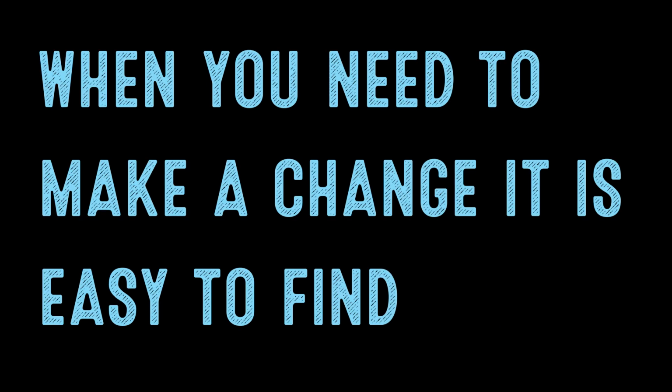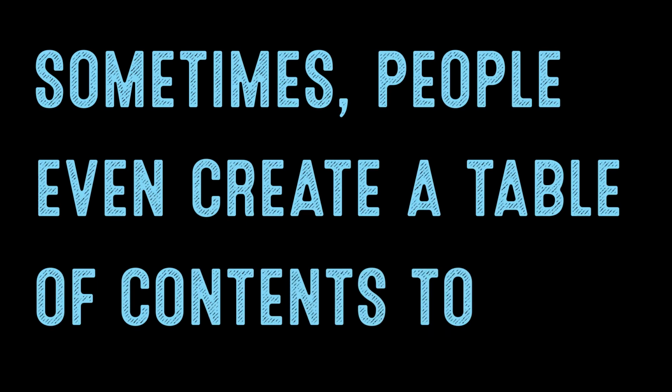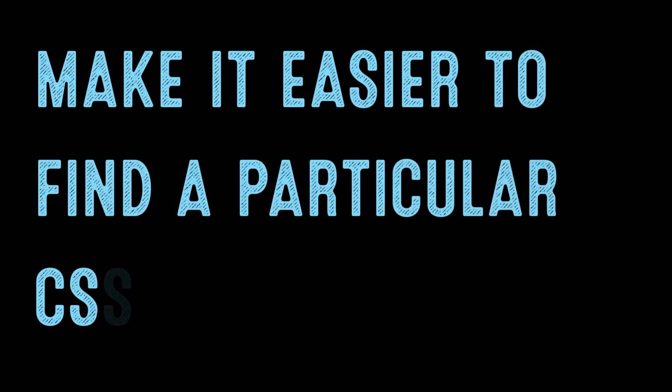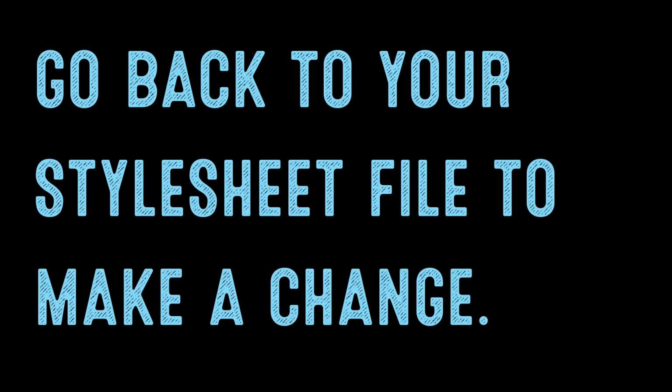So when you need to make a change, it is easy to find the rules you have made for particular elements. Sometimes people even create a table of contents to outline how their style sheet is broken into sections and organized. Again, the purpose is to stay organized and make it easier to find a particular CSS rule when you go back to your style sheet file to make a change.